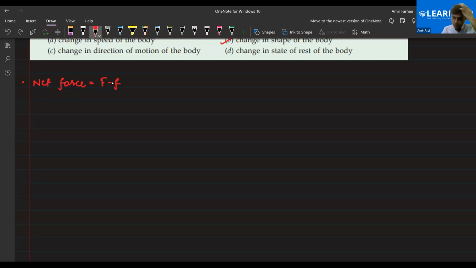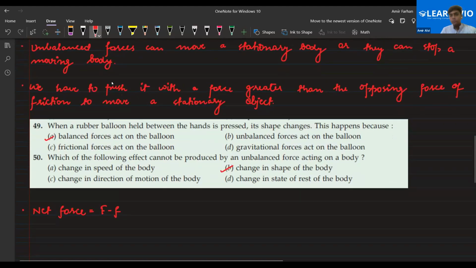Any doubt so far? No, sir. Clear? Okay. So that's what the unbalanced force is. One more thing.